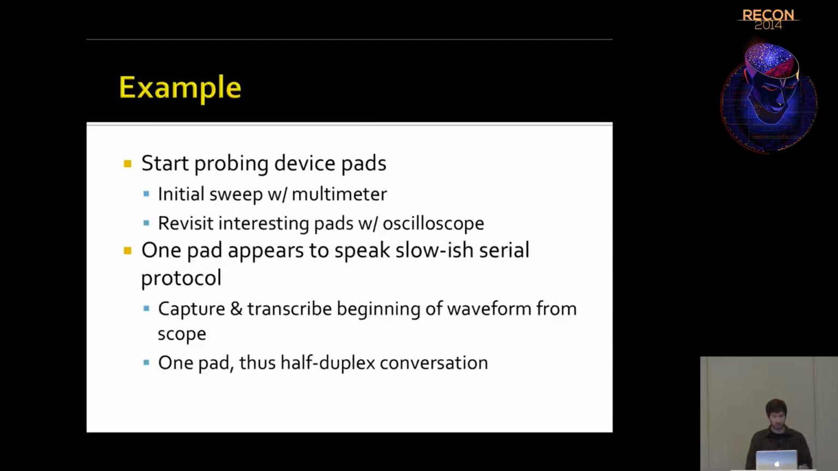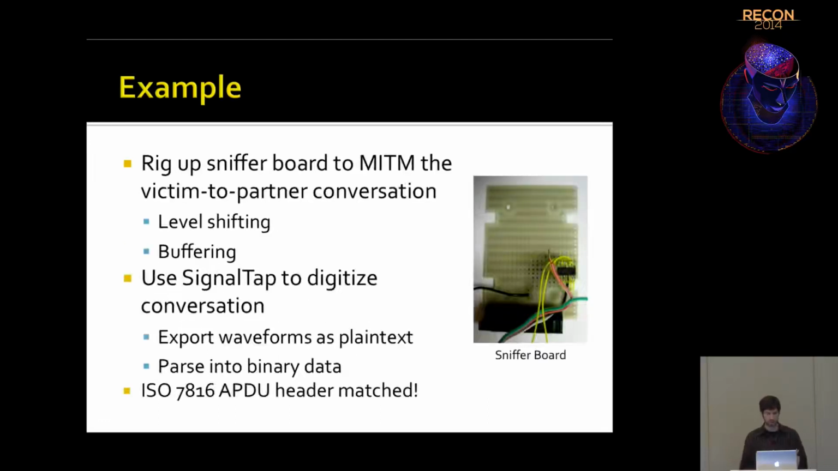And I noticed one pad appeared to speak a slowish serial protocol. So I've got an older Tek scope that doesn't have hardware protocol decode and has a floppy drive basically, so kind of useless. So I captured it and just transcribed it by hand for the first few bytes. And there's one physical pad on the victim chip, and I noticed it looked like it was sending and receiving, so it was like a half duplex conversation, so there weren't separate RX and TX lines, it was both in one.